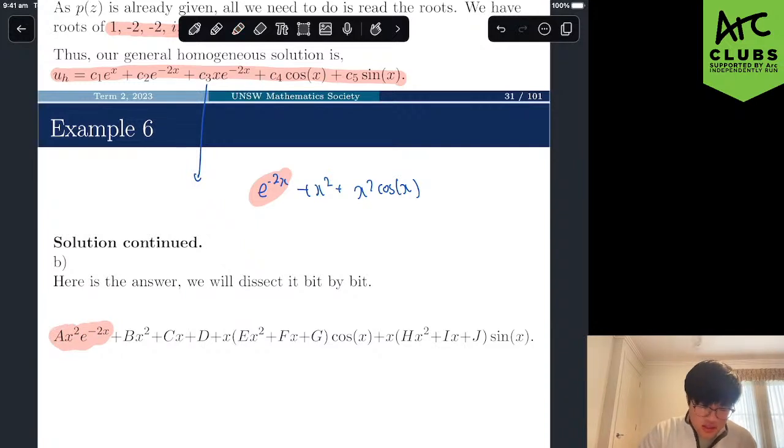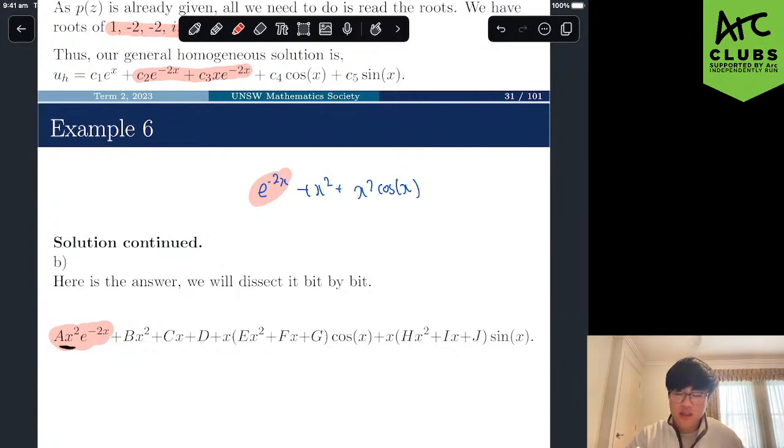However, you'll notice that there's an x squared in front now. The reason why there's an x squared is because in our homogeneous solution we had e to the minus x and, sorry, c2 e to the minus 2x plus c3 x e to the minus 2x, which will kind of clash with this here. So essentially just multiply it by another x, such that they're not in the same space.